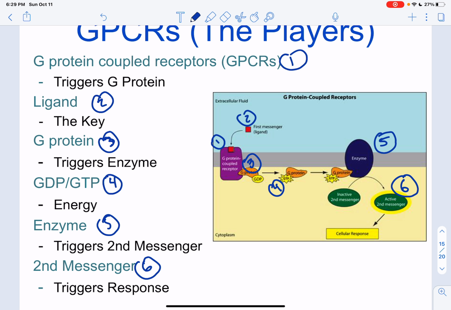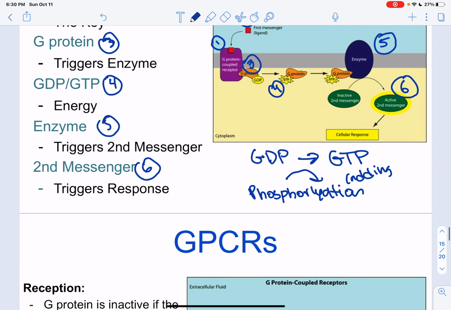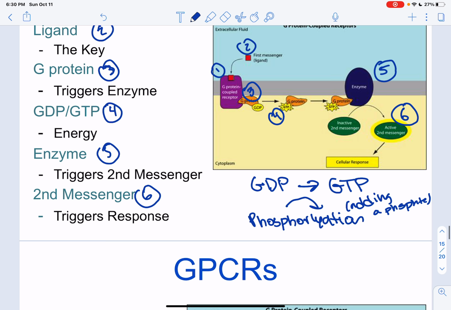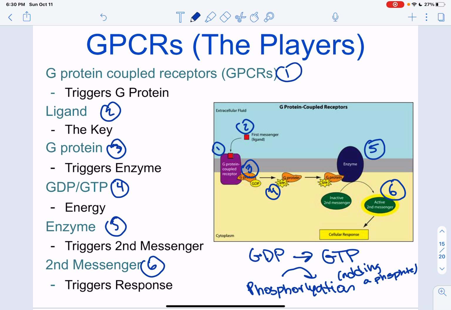When we get GDP to GTP, I forget what the G stands for, but G diphosphate to G triphosphate, we are phosphorylating this GDP molecule. Phosphorylation, adding a phosphate. This might be easier to watch along with a video, just watching it step by step, but just know this causes that, and it kind of acts like an avalanche.